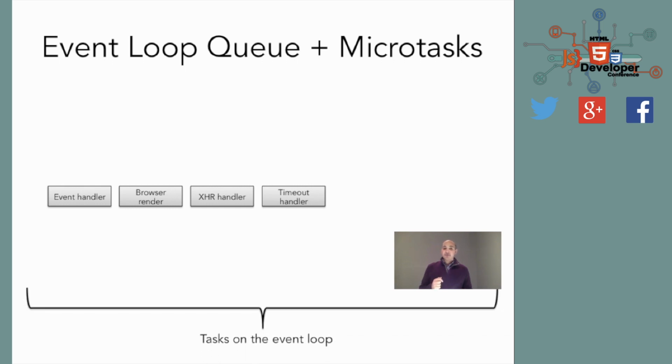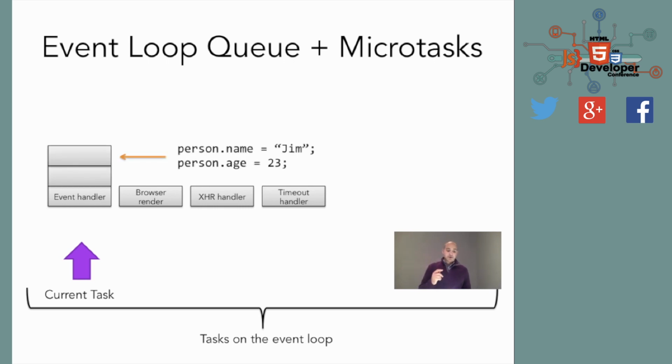Well, we have the same thing as before, tasks on the event loop. Let's say a mouse move happens. We click an event handler or something. We make a couple of changes to the person. We batch up all those changes, and we schedule an observe handler. But this time, instead of using setTimeout, we use a microtask, and that causes the observe handler to actually jump to the bottom of the stack.